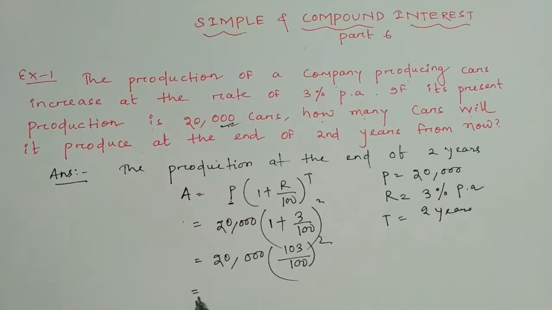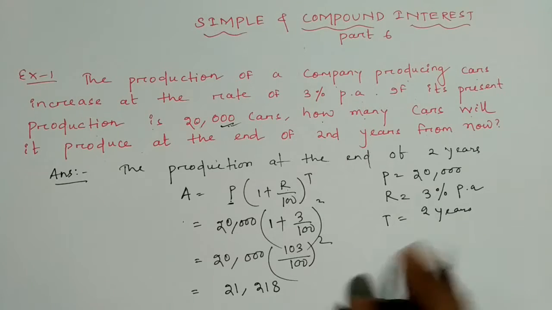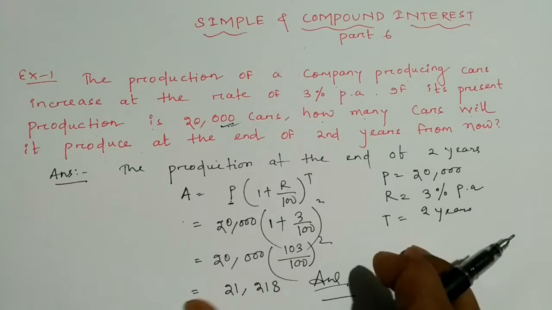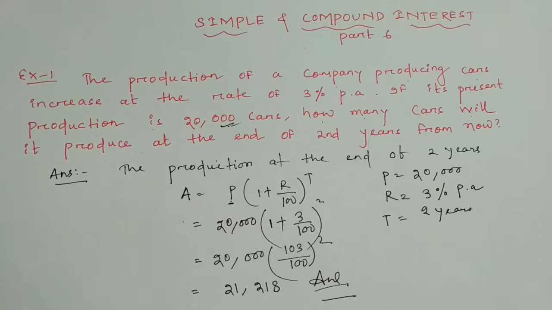Solving this we get 21,218. I think this is a little bit fast, but it is easy because I already discussed it in my previous videos. So this will be my answer. You can write: the company produces 21,218 cars at the end of 2 years from now. This is my final answer. This is the end of example number 1.